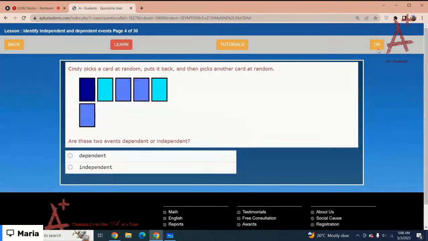Kindy picks a card at random and puts it back, then picks another card at random. Are these two events dependent or independent? For the first time, she has six outcomes. The total cards are six. She picked a card and then put it back. For the second time, she again has six cards. So that means they are independent events. Got it? They are independent events.